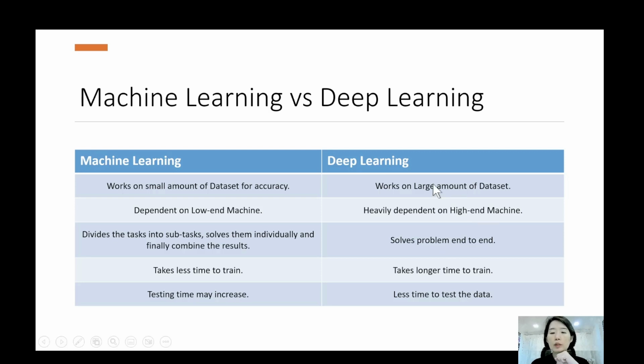So deep learning works on large amounts of data sets, and machine learning works on small amounts of data sets for accuracy. Then machine learning depends on low-end machines, but deep learning depends on high-end machines. Machine learning divides the tasks into subtasks, solves them individually, and finally combines the results. Deep learning solves the problem end to end. You don't have to break it down. Machine learning will take less time to train, but deep learning needs a longer time to go through the data set because of a big data set, and also the analysis part will take longer time. Machine learning testing time may increase, but deep learning takes less time to test the data.